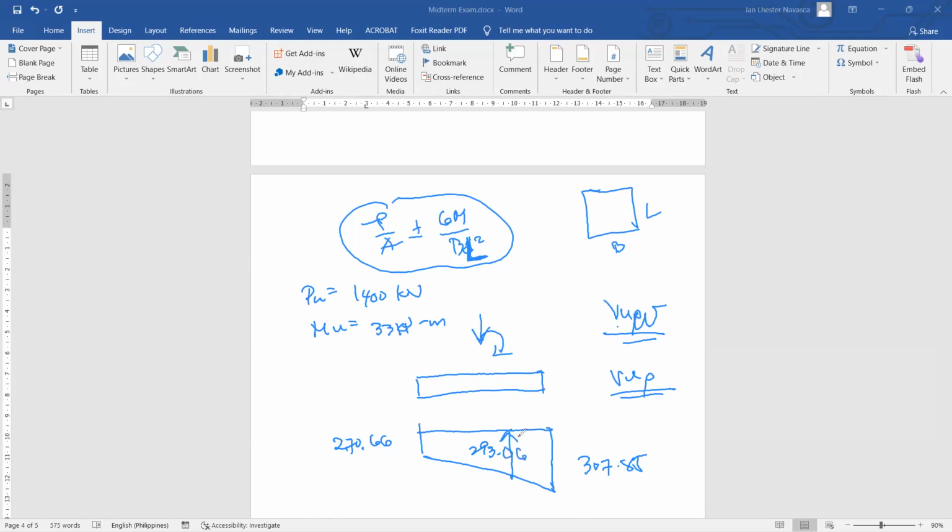Then what you do here is take summation of moment at the face of the column. I divide this into pressure diagrams, so take moment, and these are the distances. You now have your actual moment, or the design moment, which equals 255.11 kilonewton meter. So that is how you solve our midterm exam.